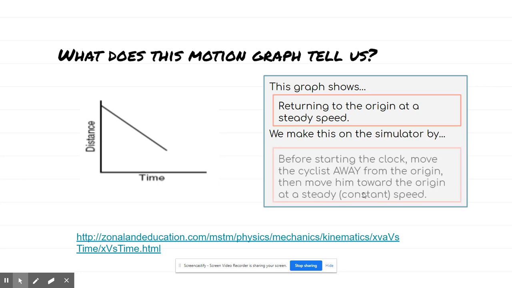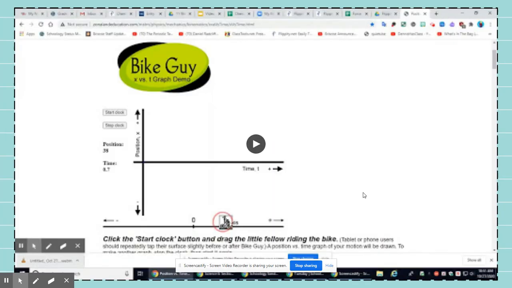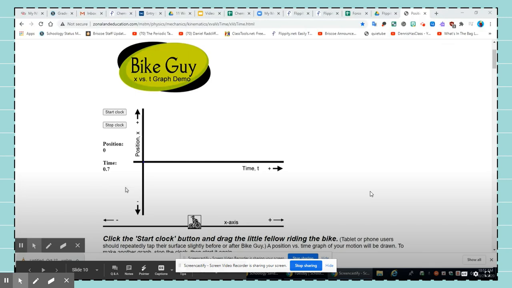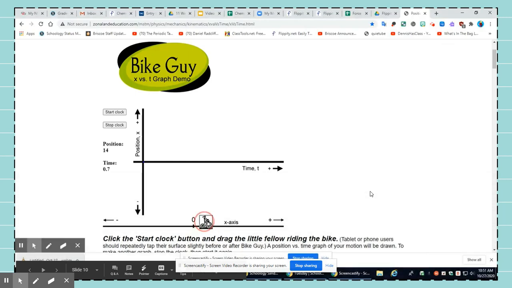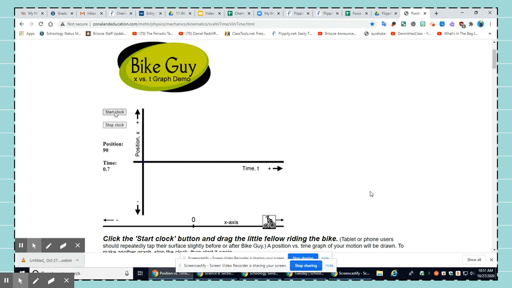So how are we going to make this? Well, we're going to have to move our cyclist away from the origin to start and then have them ride back to the origin at a steady speed. So let's give that a try. Okay, so move our cyclist away from the origin so that they start up at the top of the distance part of the graph. Start the clock, and then have them drive at a steady speed back toward the origin. But we don't want to go all the way to the origin because it didn't show that on our graph, right?